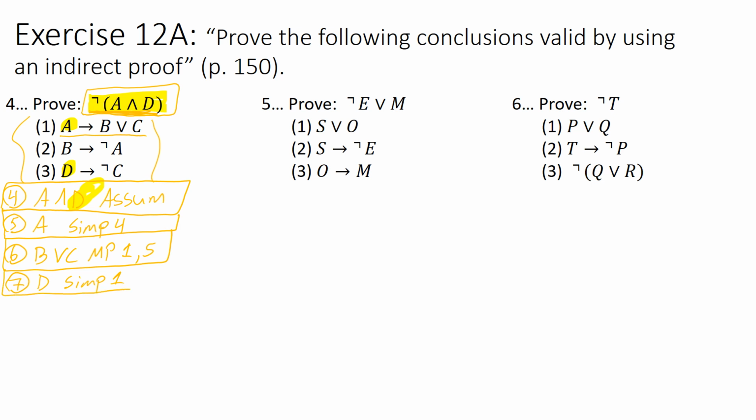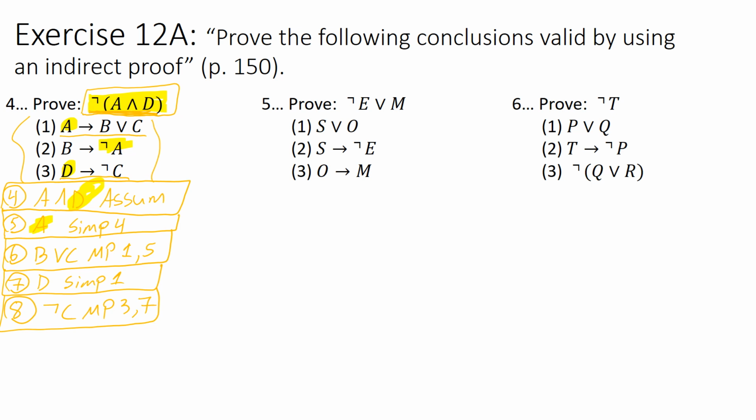And now we can do another modus ponens inference with lines 3 and 7. Hence for 8, we can get not C by modus ponens 3, 7. If you look closely, you see this not A here, and you also have an A on line 5. So it looks like we're going to get a contradiction with A and not A.